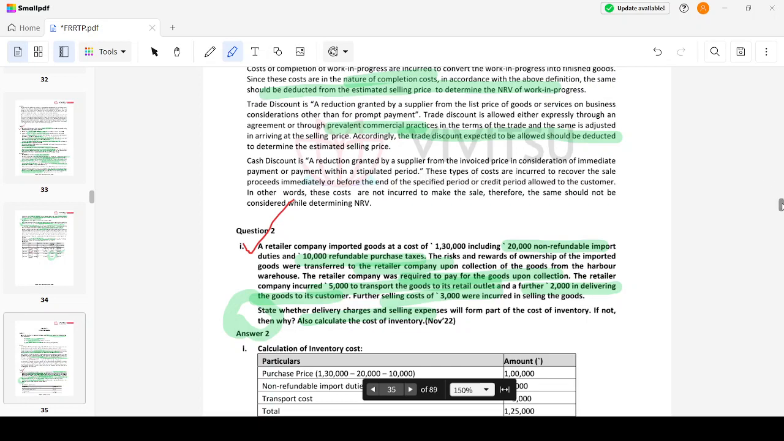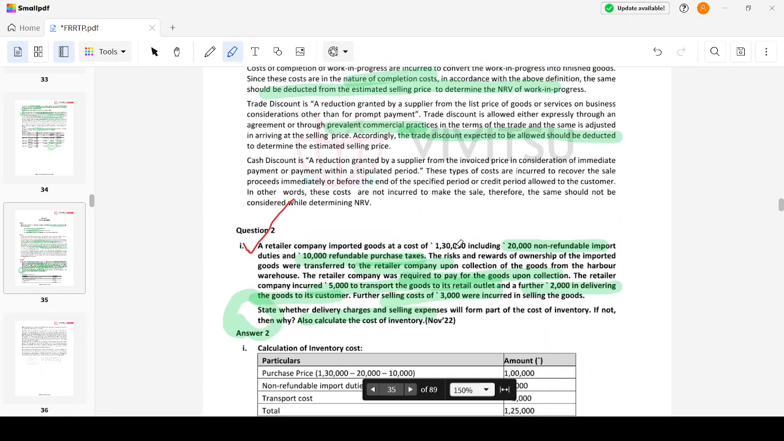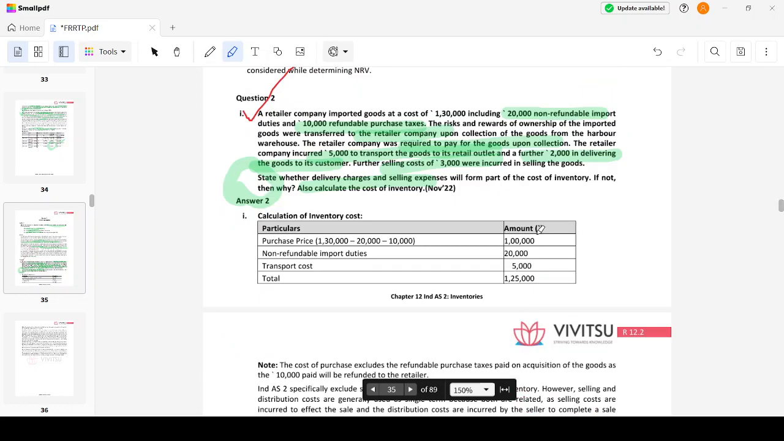What is the purchase price? Purchase price is nothing but 1,30,000, minus 10,000 which is refundable. Okay, that is refundable. So 1,20,000 will be forming part of purchase cost, and then the transport cost only till the store. Only till that point will the transport cost be allowed, right? Beyond that, the delivery cost will not be added to the cost of inventory because that will be charged to the profit and loss account. So 5,000 will be added to the cost of inventory. So 1,25,000 is the inventory cost.